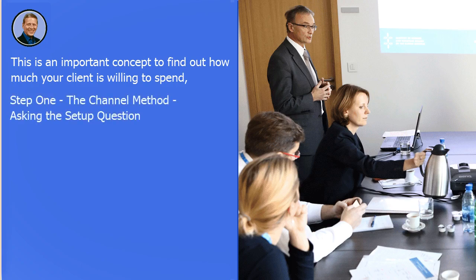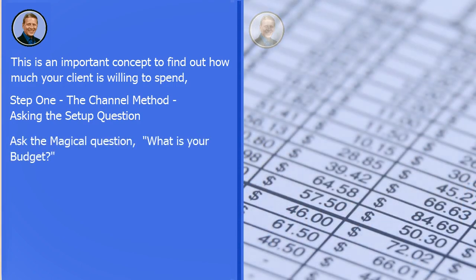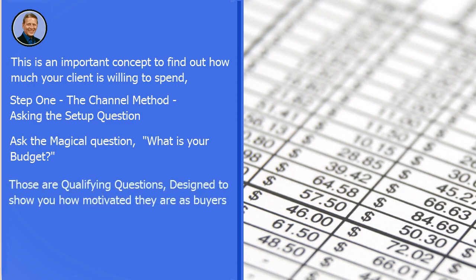Step 1 of the channel method, asking the setup question. In your initial meeting with the prospect, if you're seeing signs that they like what you see, you ask this magically simple question. What is your budget? You can even modify the question a few ways, like, what do you typically budget for something like this? You seem interested, you say to them. Do you have a budget for something like this? Those are all qualifying questions, aren't they? Basically, this is a setup question.